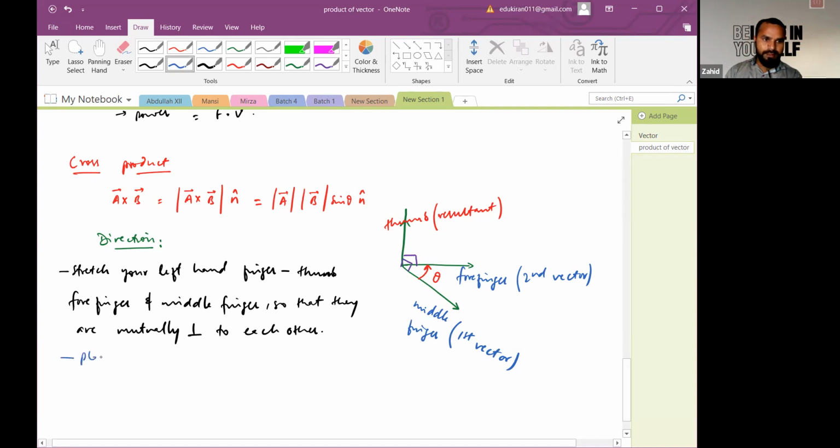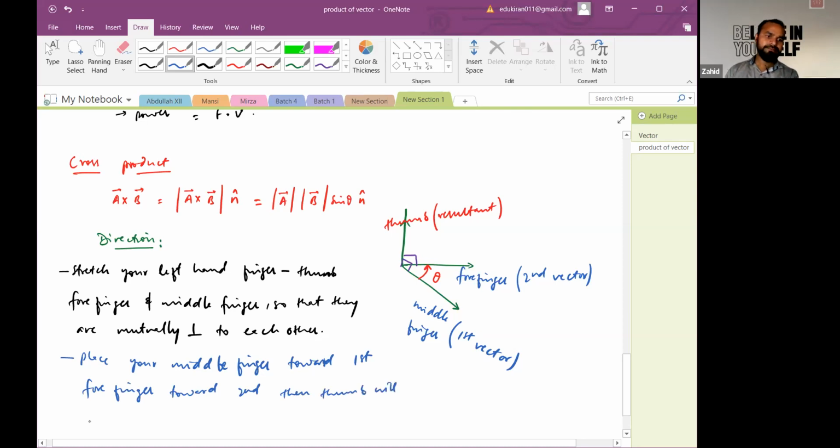So place your middle finger toward the first, forefinger towards the second, then the thumb will point towards the resultant. Is it clear?